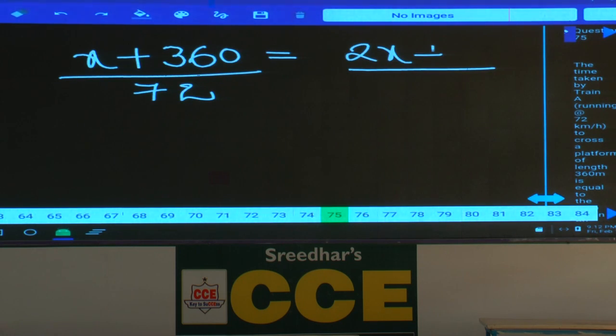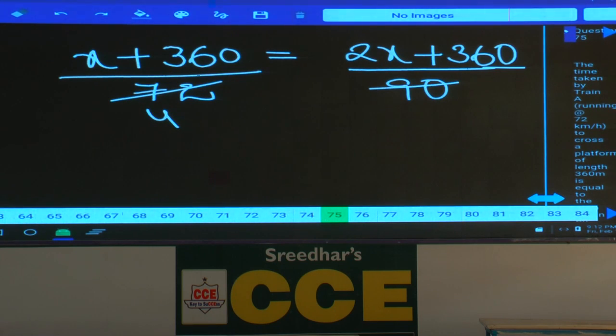2x. And distance covered by train B becomes train B length plus 360. But train B is moving at what speed? 90. Both are 18 multiples. 18 4 times, 18 5 times. Right. Can I take it as 4 parts and 5 parts?